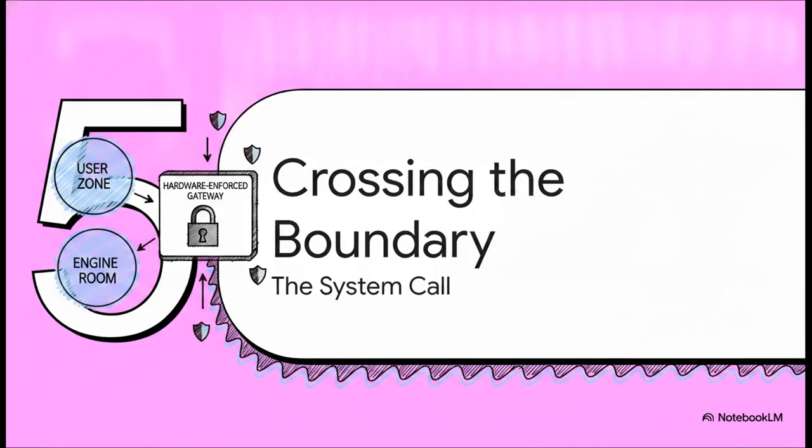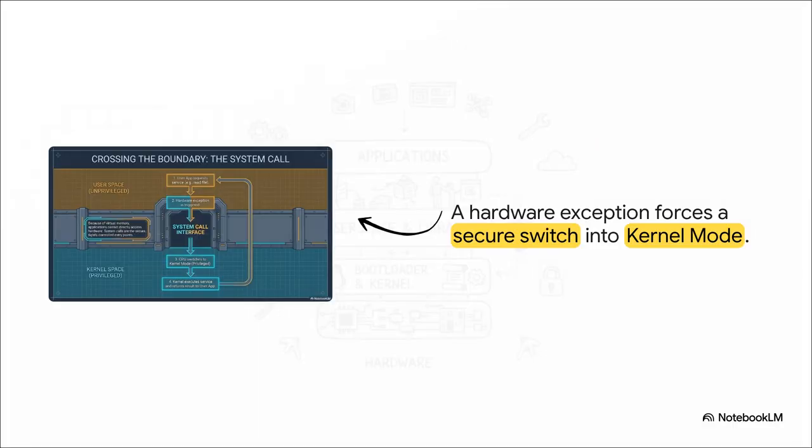Part 5. Crossing the boundary, the system call. To solve this massive isolation problem, the architecture relies on hardware-enforced gateways. Let's walk through exactly how this works. When a sandboxed user app actually needs a hardware service, let's say reading a file, it cannot just reach out and grab it. No way. Instead, it deliberately triggers a hardware exception. This essentially forces the CPU to pause, elevate its own privileges, and securely switch into kernel mode through a tightly controlled, highly specific gateway called the system call interface.